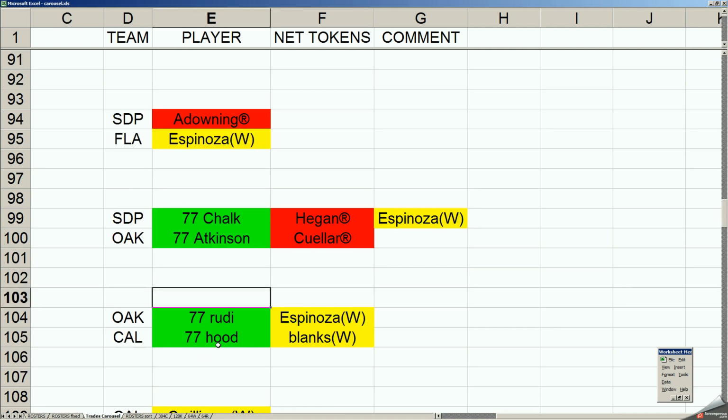And then in the next move, Oakland then sends a left fielder, Joe Rudy, to the Angels for Don Hood. A couple of waiver guys move. And the idea here is that Oakland needs to create a space in left field for Ricky Henderson to arrive. And Joe Rudy was a 1 in left field, so that would prevent that from happening.